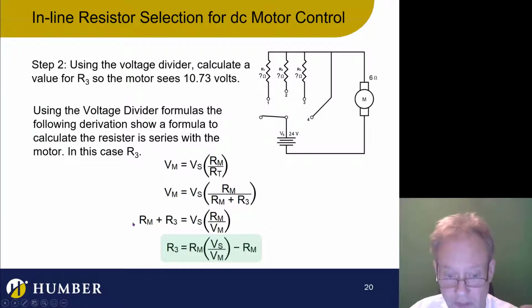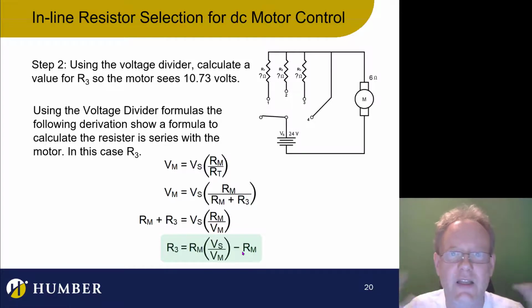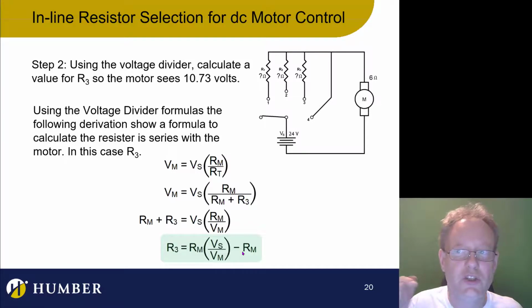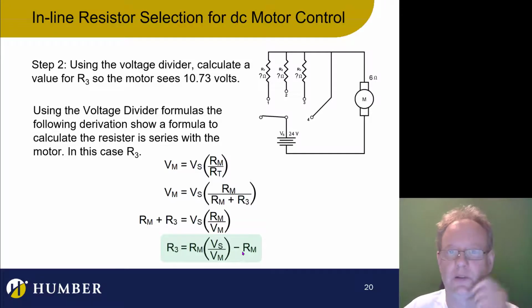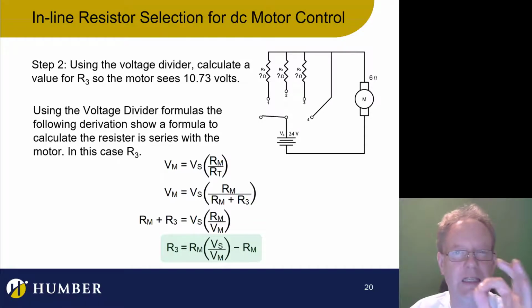Anyway, here we go. Now I can solve this formula for R3 quite easily. Oh, look at that. I get this nice, clean, simple formula to calculate the resistance that I need to control the power of that motor. And it's just that simple. It's pretty cool. So I can do this in one formula as opposed to 3 steps. Nice and clean.